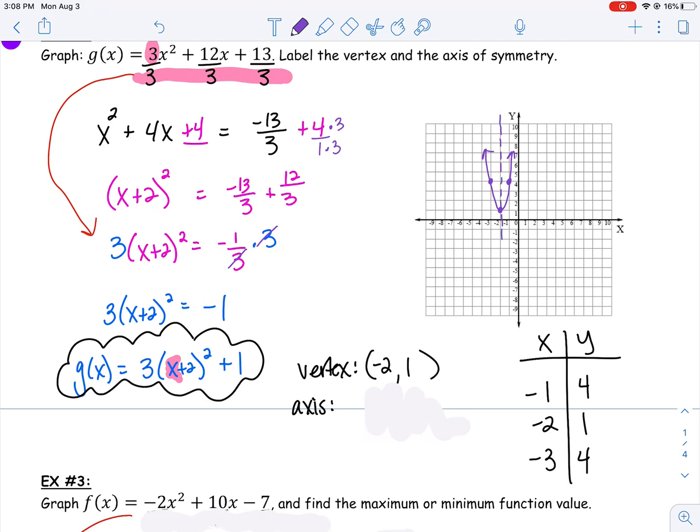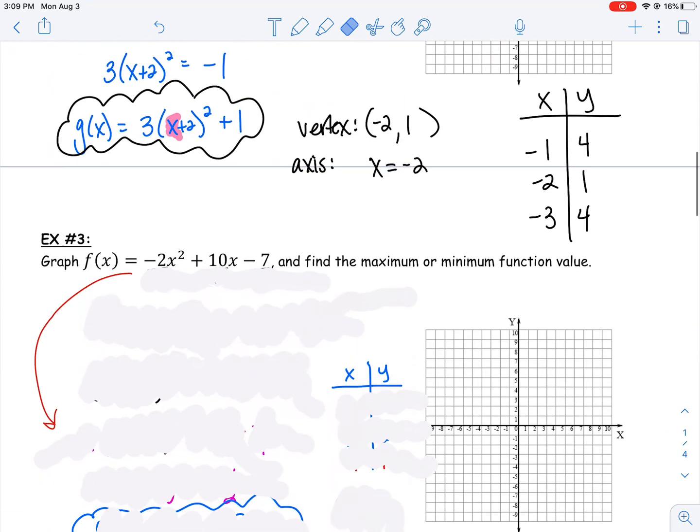I know that there's an axis of symmetry, a mirroring line that cuts it exactly in half, where the left side is a mirror of the right side. And that axis of symmetry is the vertical line x = -2. But you see, that one's a little bit harder because we have to do a few more things in order to get it to be vertex form.